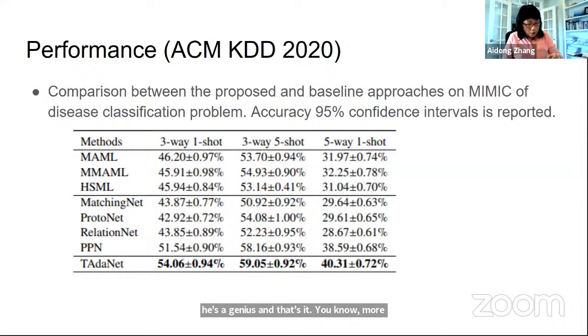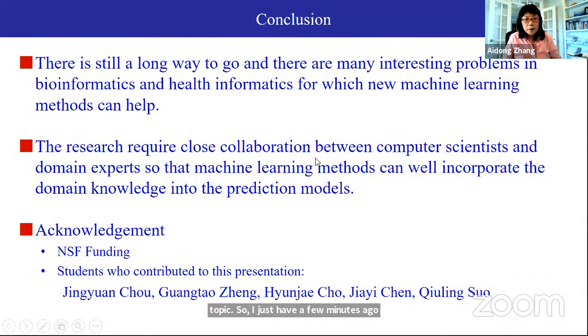So I just have a few minutes before the keynote speaker. I just want to mention as a conclusion, I think there's still a long way to go, and there are many interesting problems in bioinformatics and health informatics. And I do think the close collaboration between the computer scientist and the domain expert is very crucial and important for effectively applying machine learning approaches in biology. So I will end my introduction there.